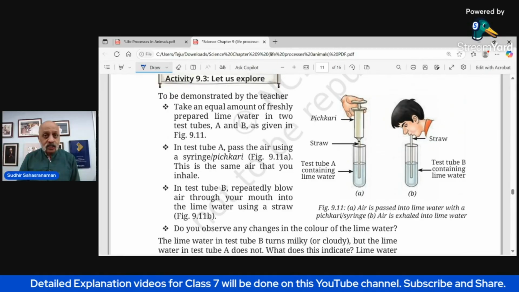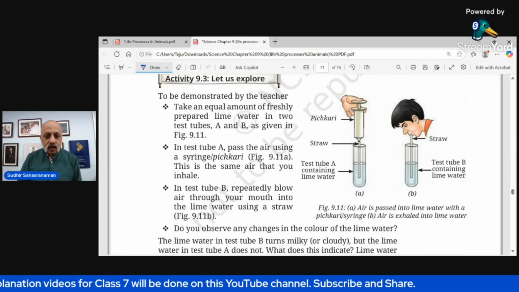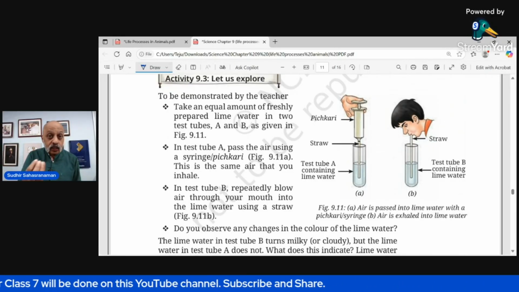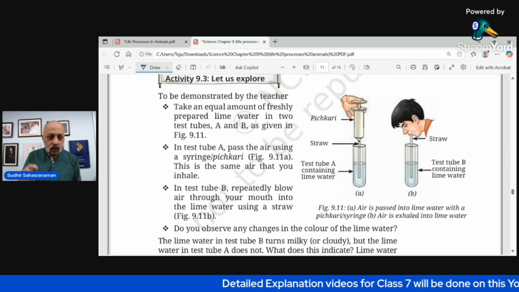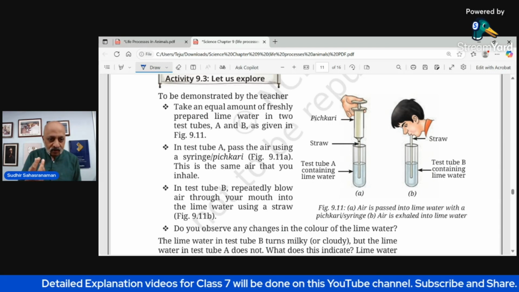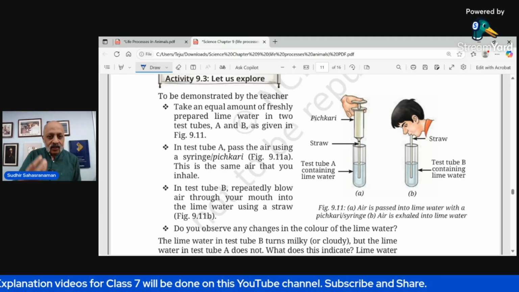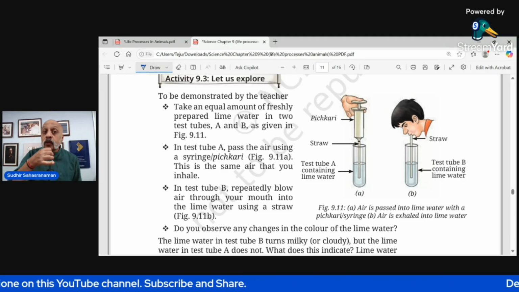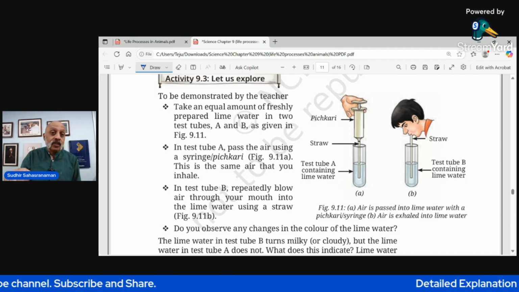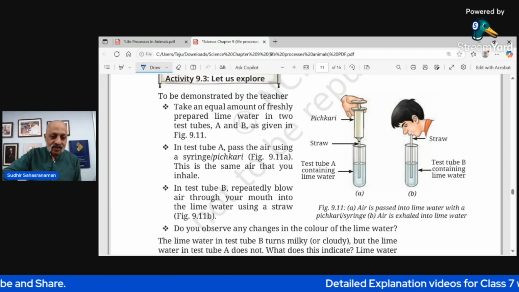Now there is one more experiment in activity 9.3. It says lime water, yani ki chune ka pani, not nimbu pani. It says freshly lemon water, but I am assuming they're talking about lime water. So you take lime water in two test tubes, A and B. In the first one, you put in fresh air into lime water. In the second one, you exhale air into the second test tube, which also contains lime water.